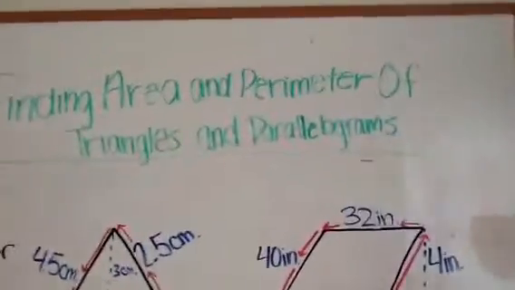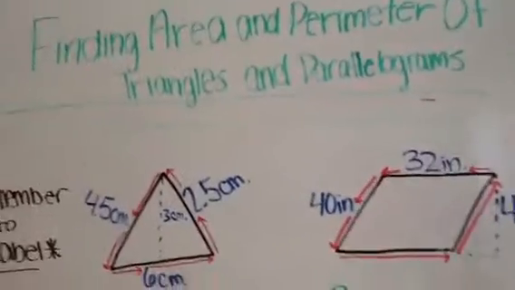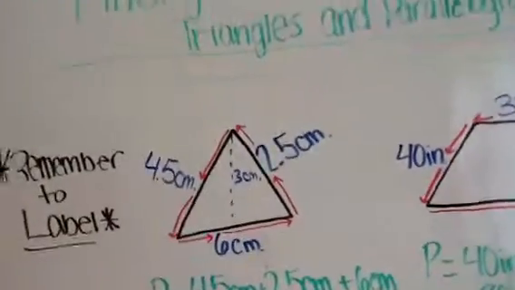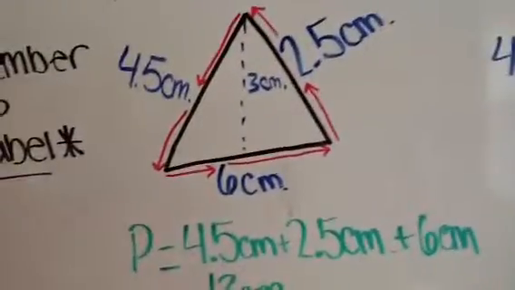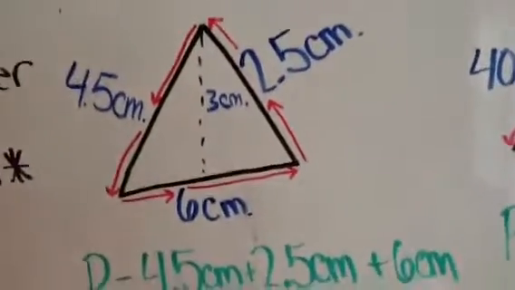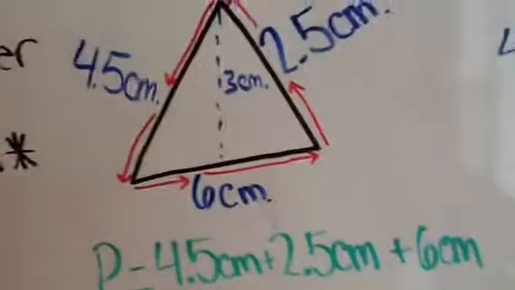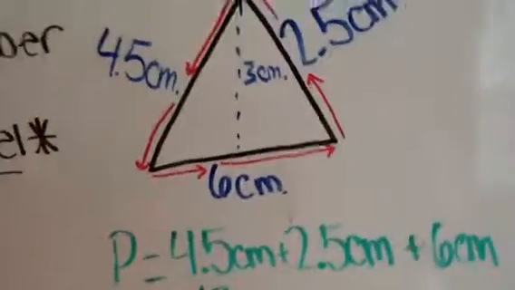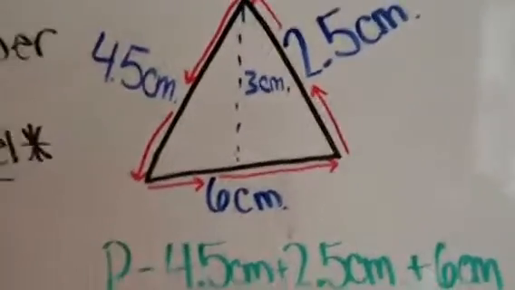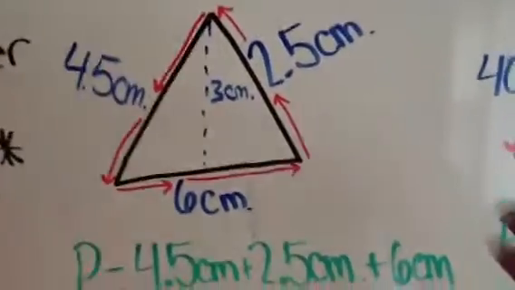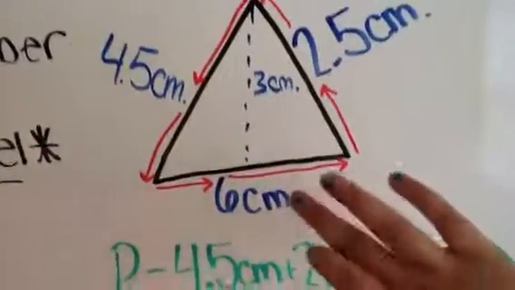Hello, this video is on finding area and perimeter of triangles and parallelograms. Let's just start with triangles. With triangles, even if it's an isosceles triangle, an equilateral triangle, or a scalene triangle, it's the same formula. You are just adding all your sides.